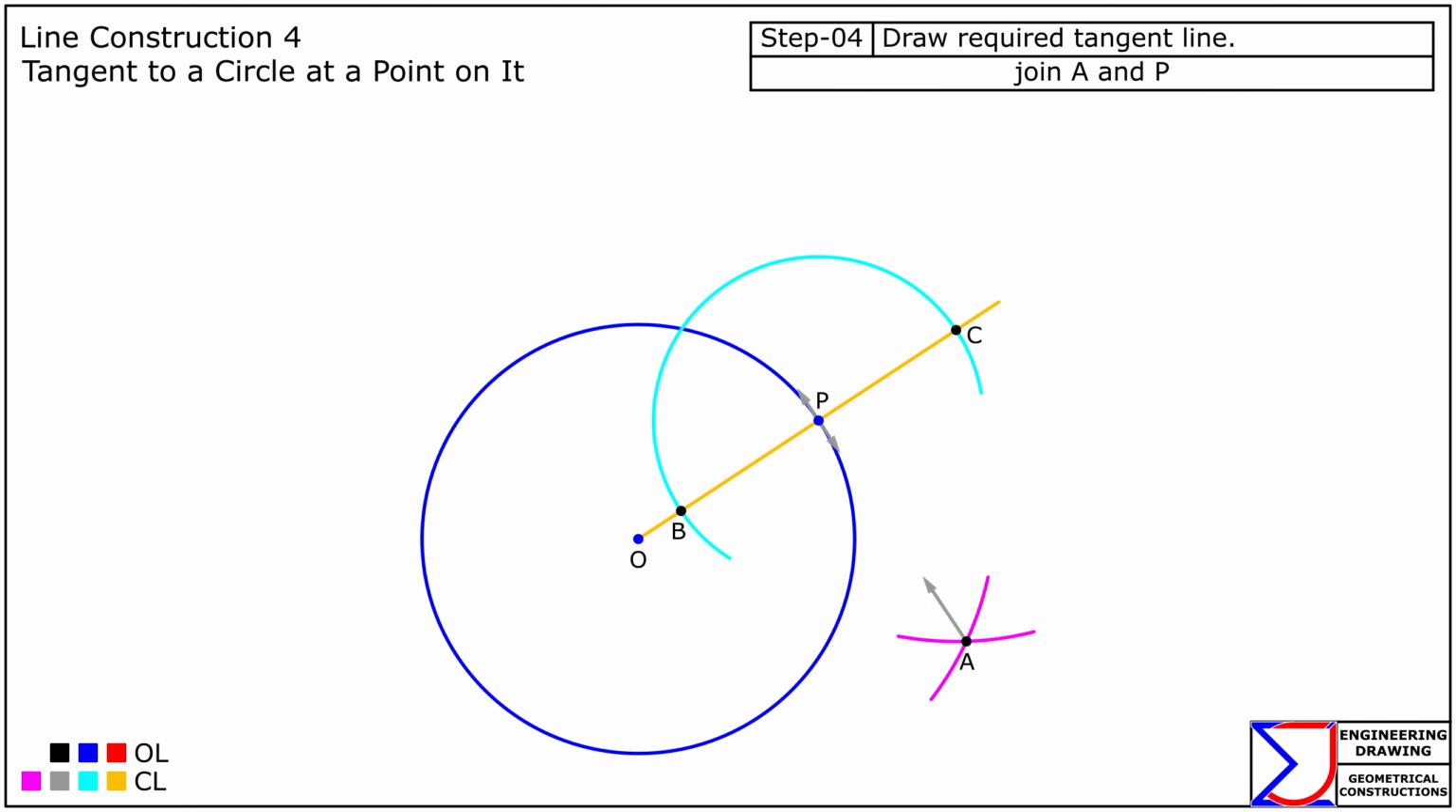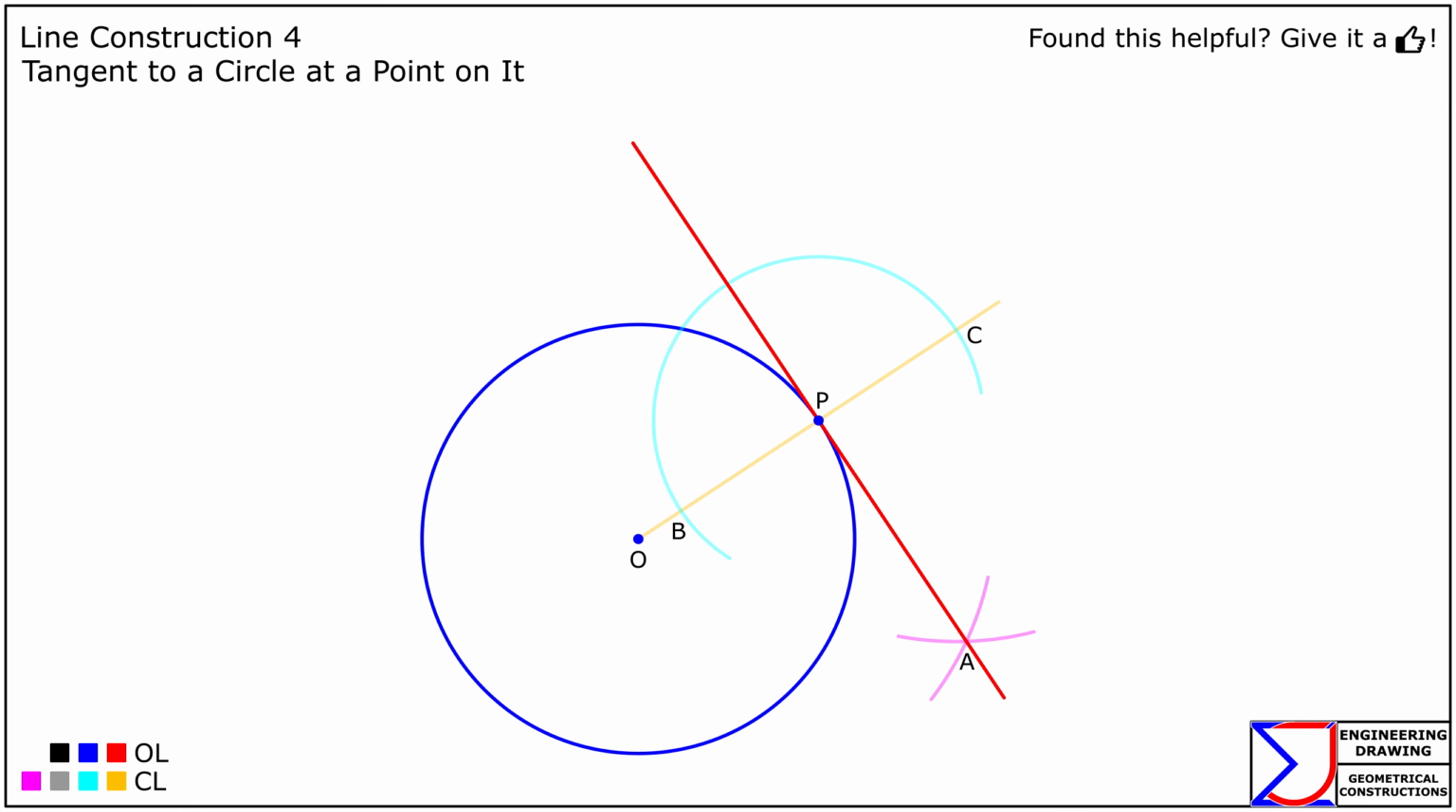Finally, join A and P. Thus, line AP is the required tangent to the circle at point P. This is a straightforward method to construct a tangent at a given point on a circle.